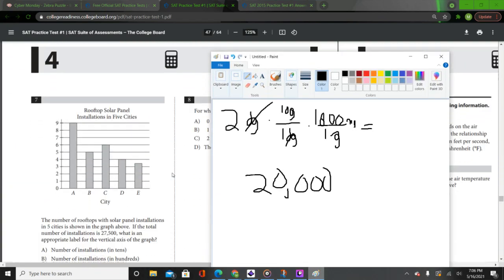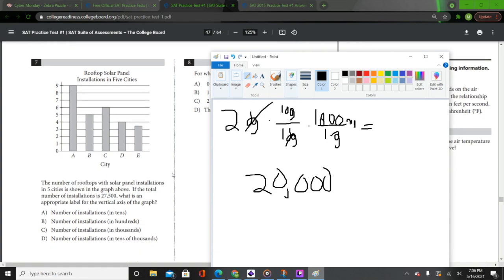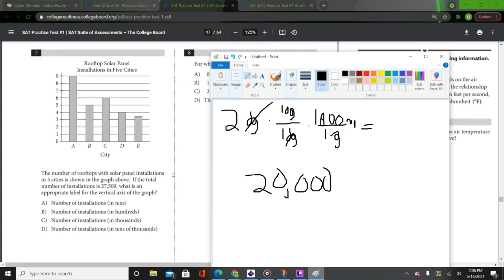Rooftop solar panel installations in 5 cities. Nice bar graphs. The number of rooftops with solar panel installations in 5 cities is shown in the graph above. If the total number of installations is 27,500, what is an appropriate label for the vertical axis of the graph?